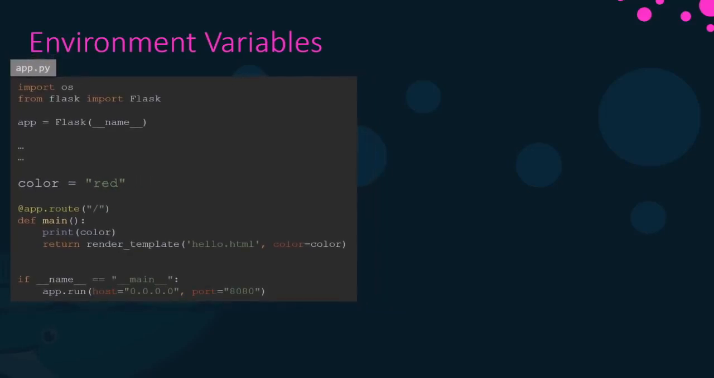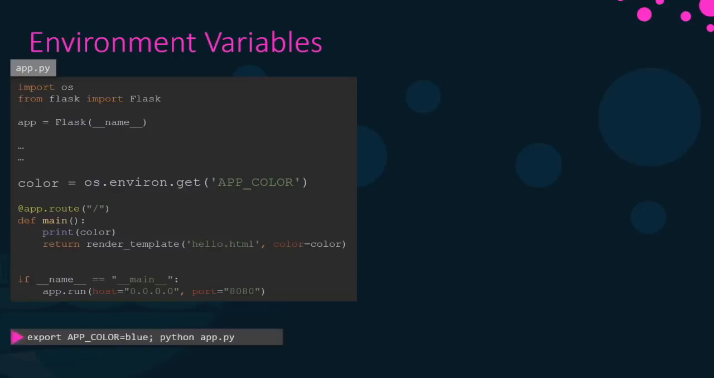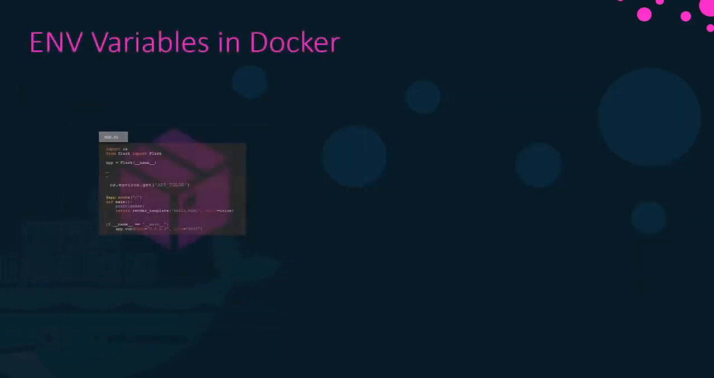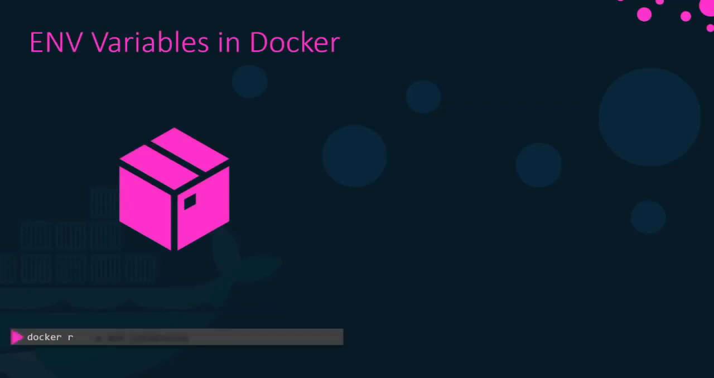It is a best practice to move such information out of the application code and into, say, an environment variable called app_color. The next time you run the application, set an environment variable called app_color to a desired value, and the application now has a new color. Once your application gets packaged into a Docker image, you would then run it with the docker run command followed by the name of the image.